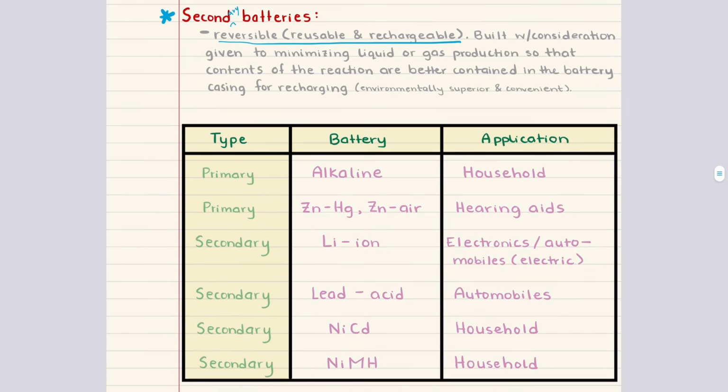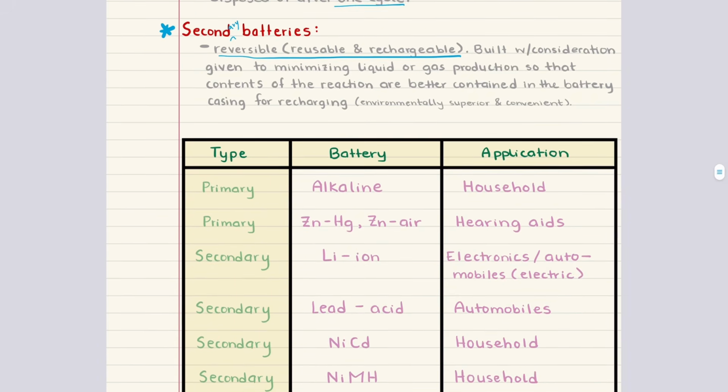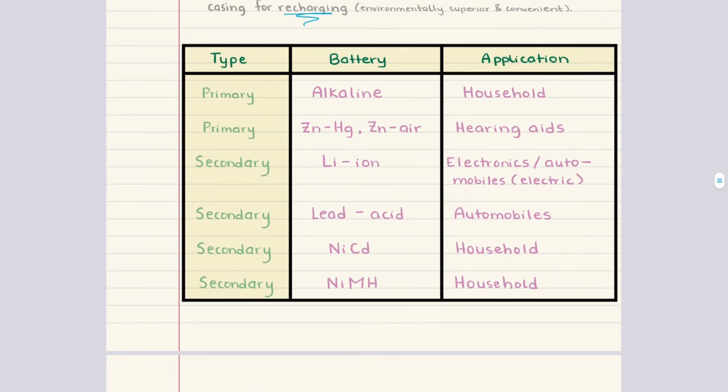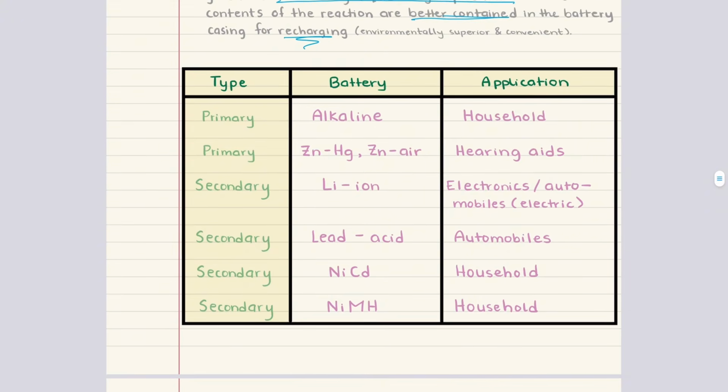Rechargeability requires extra engineering because recharging can produce gases or it can cause material movement inside the cell. So secondary batteries are really built to minimize gas formation and keep the reacting materials physically contained and chemically stable during cycling. Different battery chemistries are then chosen depending on the needs of the device.